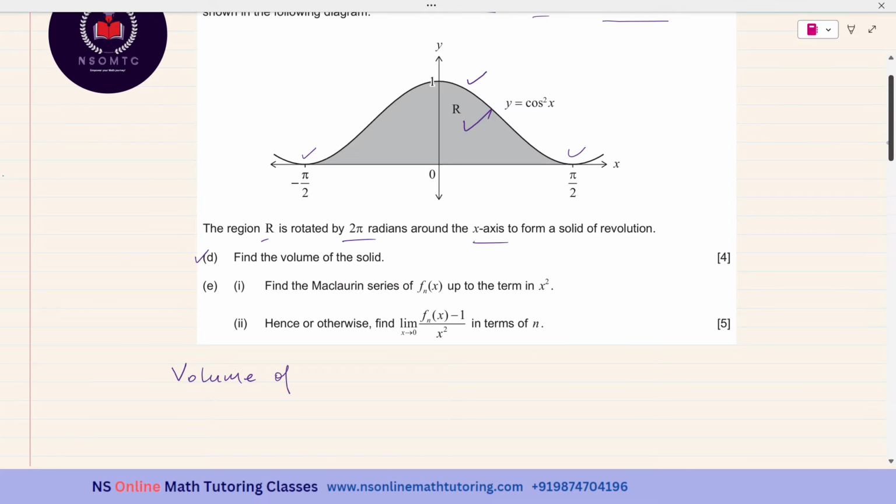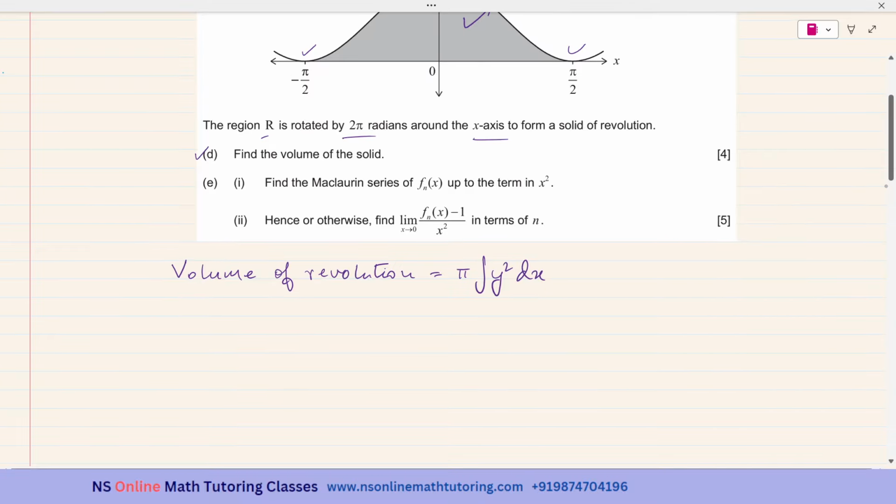So the volume of revolution will be equal to, I'm not writing around the x-axis and all, pi times the integral of y squared with respect to x. Okay. So therefore, the volume of the solid is equal to pi, and what is y squared?